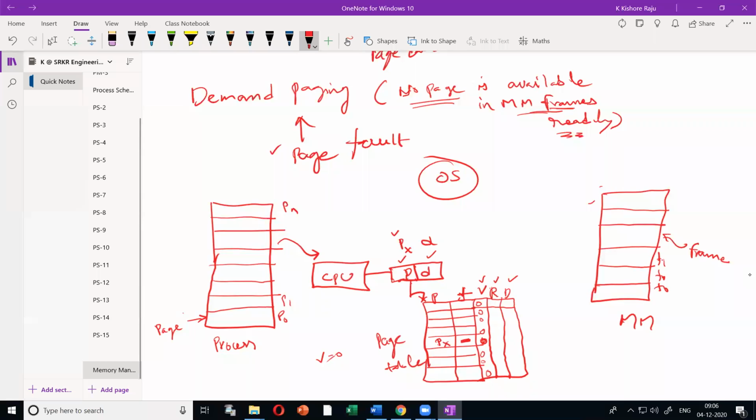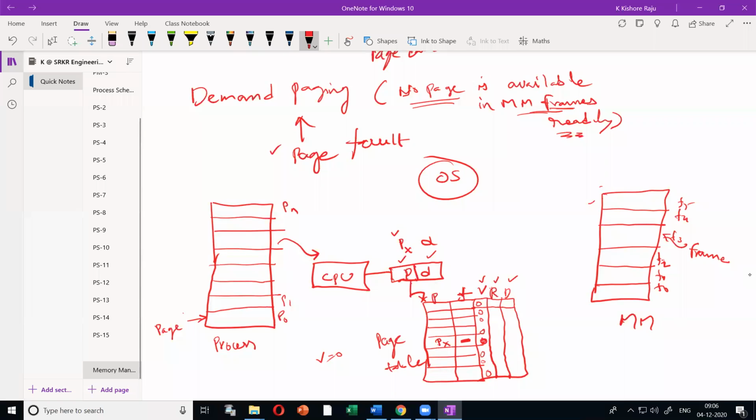So what do you mean by that? For example, 6 frames are there, F0 to F5. All the 6 frames do not contain this Px. So what happens? Since Px is not there, the valid bit is 0, and the CPU is requesting for Px.